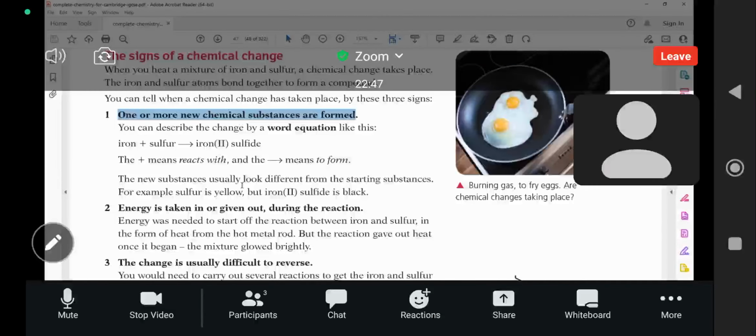How you are going to read it: iron reacts with sulfur to form iron sulfide. Now, these starting materials, these starting substances, are called reactants. This is the new substance, so this is called the product. Here there is only one substance, so it is a product.